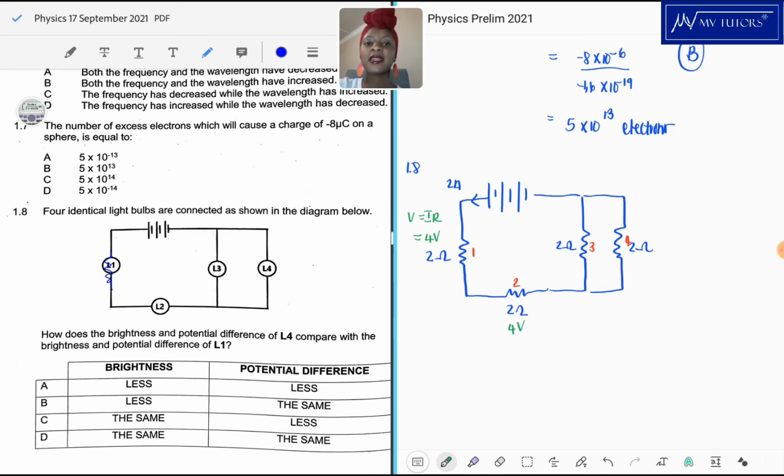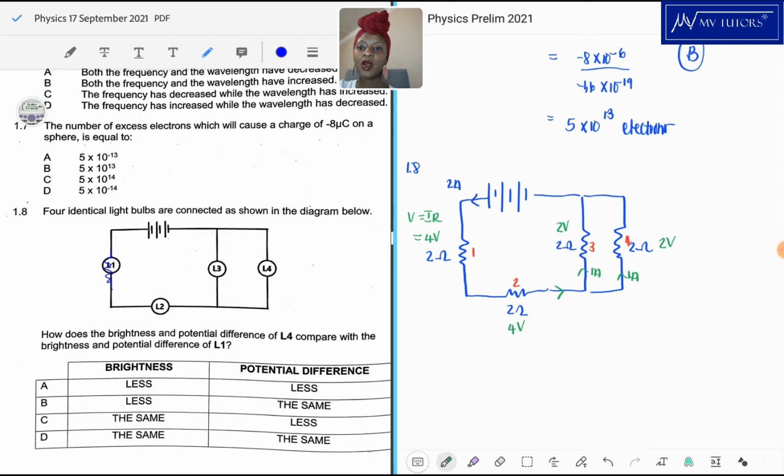Now, because these light bulbs are identical, the way in which the current will separate here will be equal. So if I have 2 amperes, it means I will have 1 passing here and 1 passing there. So if I calculate the potential difference on the third light bulb, I would have 1 times 2, which is... no, 2 volts. What am I saying? Sorry, guys. 2 times 1 is 2. Even here, I would have 2 volts.